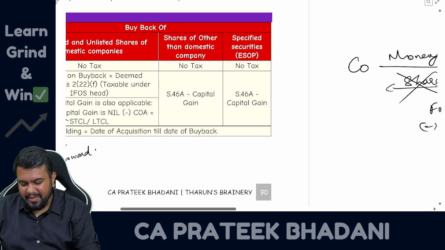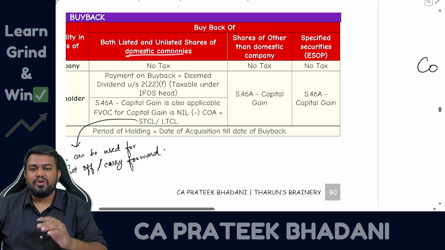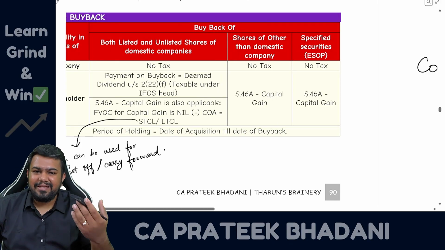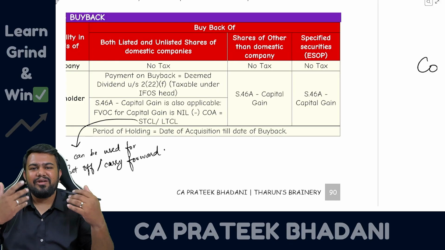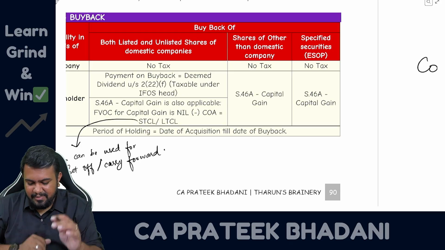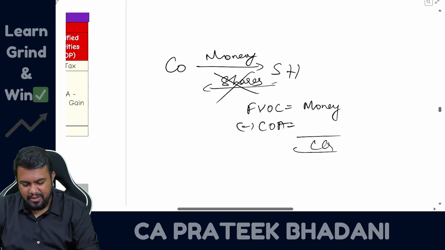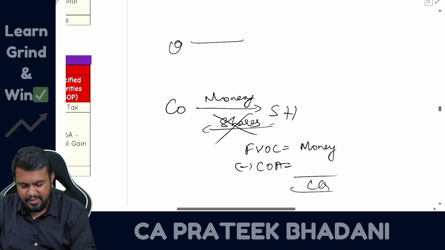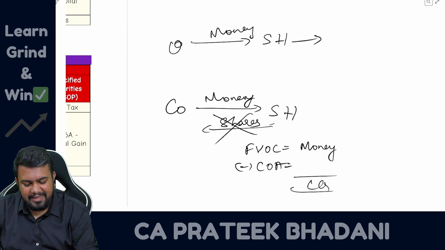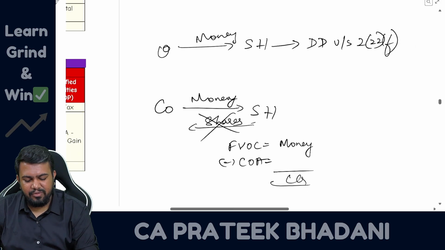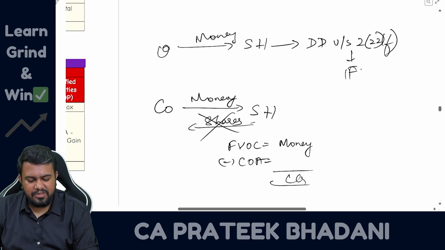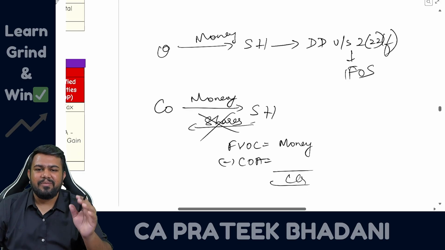It is not applicable to domestic company. For domestic company, you have to learn another method. What is that method? The illogical method. What is the illogical method? The illogical method is that whenever the company is giving the money to the shareholder, in case of a domestic company, the entire money is treated as deemed dividend under section 2 clause 22F. And you have to pay the tax under income from other sources. It is taxable under income from other sources.